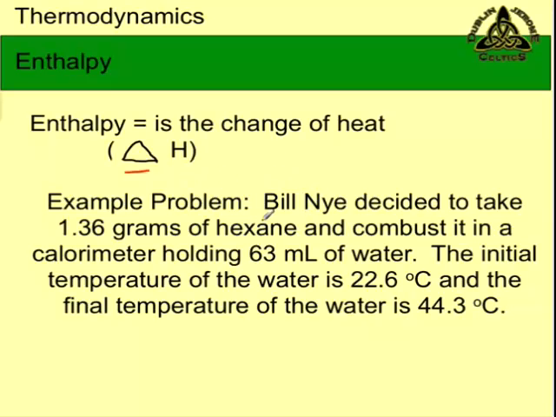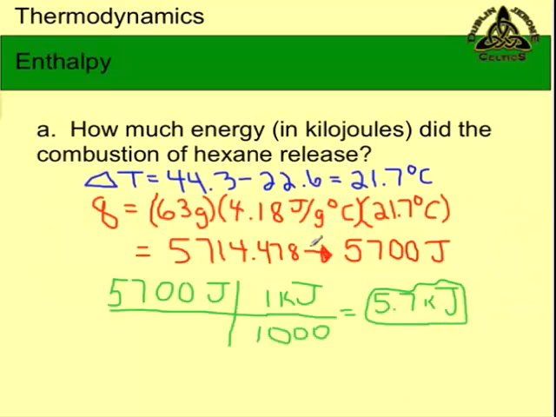Here's our example problem. Bill Nye decided to take 1.36 grams of hexane and combust it in a calorimeter holding 63 milliliters of water. The initial temperature of the water is 22.6 degrees Celsius, and the final temperature of the water is 44.3 degrees Celsius. All right, so a couple questions here. This should be reviewed if you guys have done everything else before. First and foremost, we want to figure out how much energy in kilojoules did the combustion of hexane release.